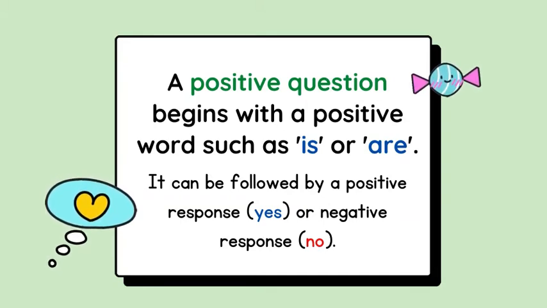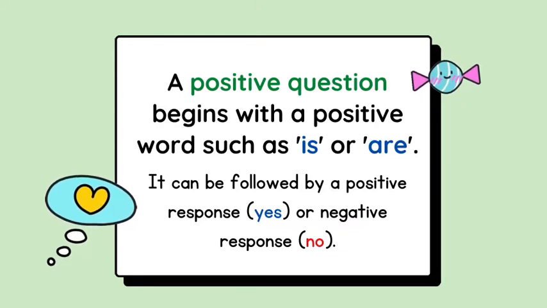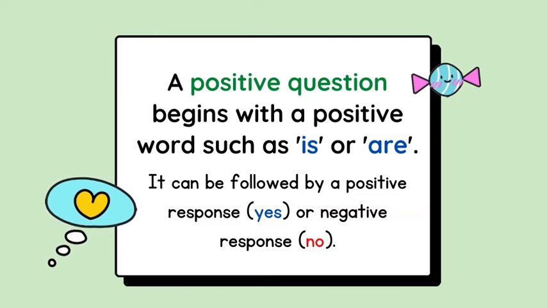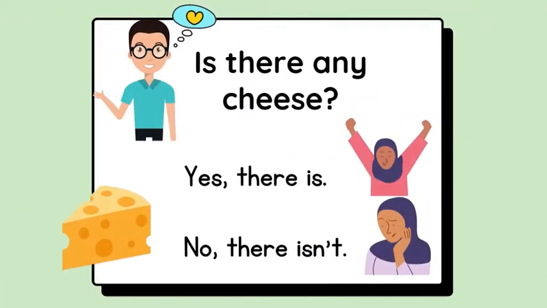A positive question can be followed by a positive response. Either we start the response with yes or no. Let's look at a few examples. Is there any cheese? The question, or the positive question, is using is. When you find a positive question, you may respond with either yes, there is, or you can say no, there isn't.